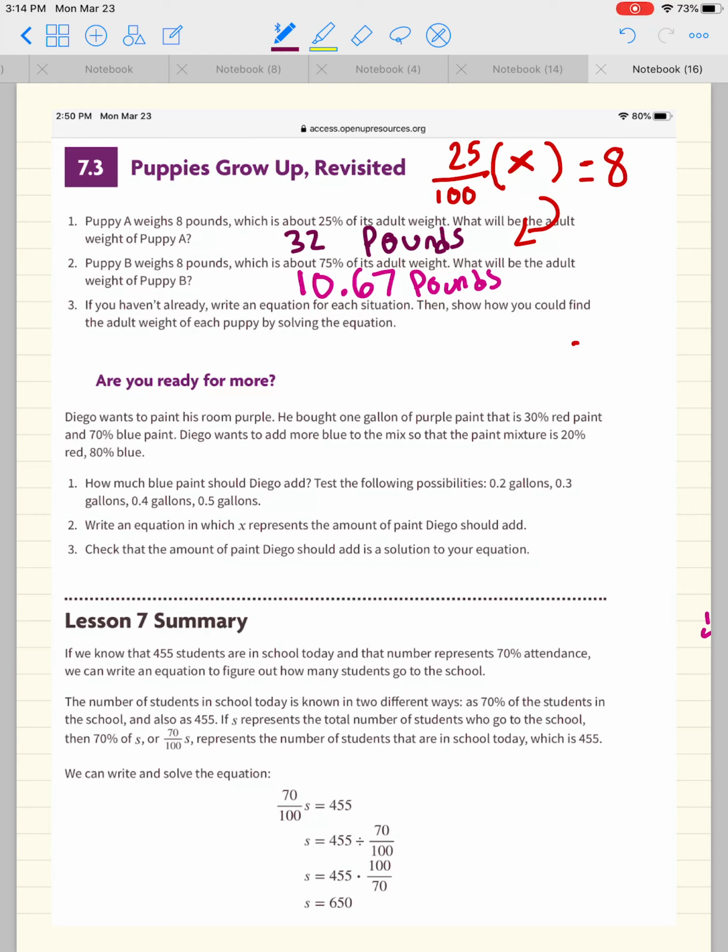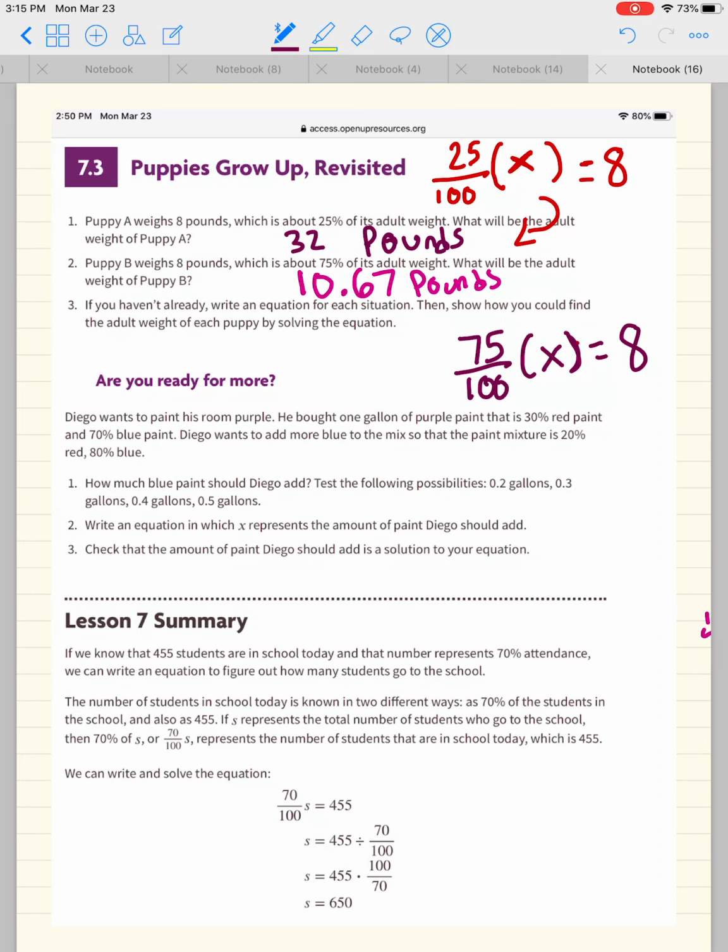Okay, and for number 2, we know that puppy B weighs 8 pounds, which is 75% of its adult weight. So we're going to have 75 over 100 times x equals 8. Okay, if you haven't already, use these equations to go ahead and solve and see if you got the same answer. Remember, when you're dividing by a fraction, to flip and multiply.